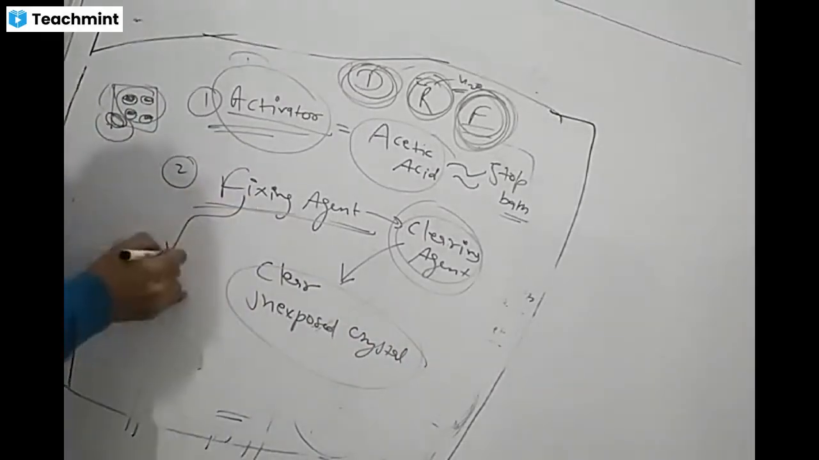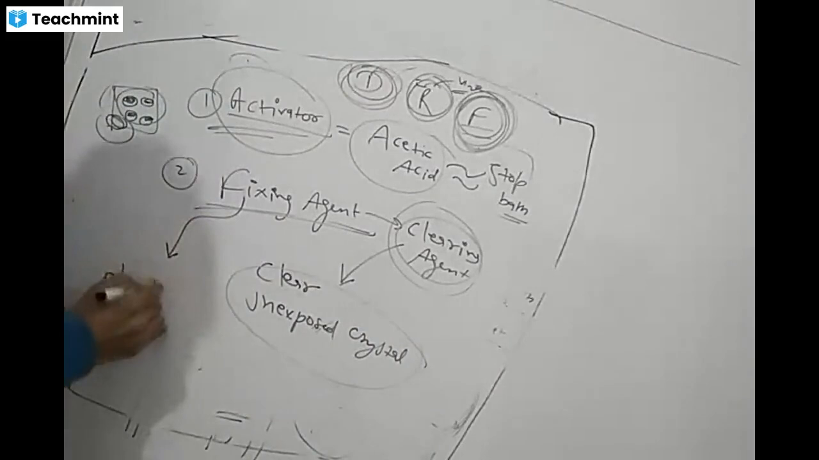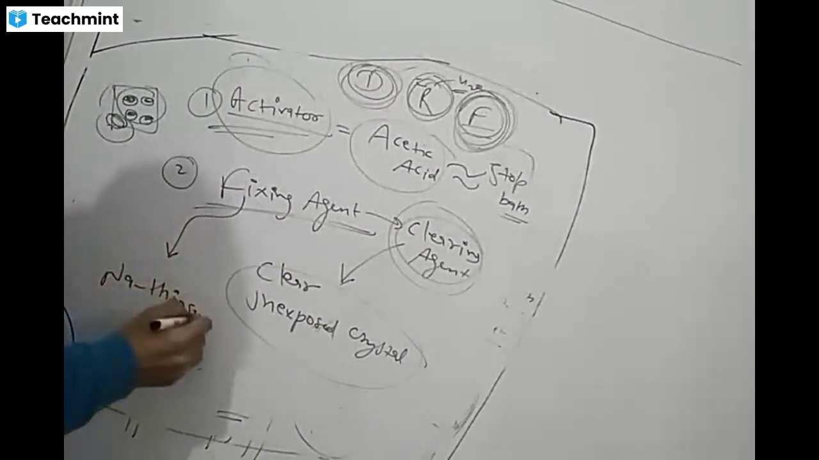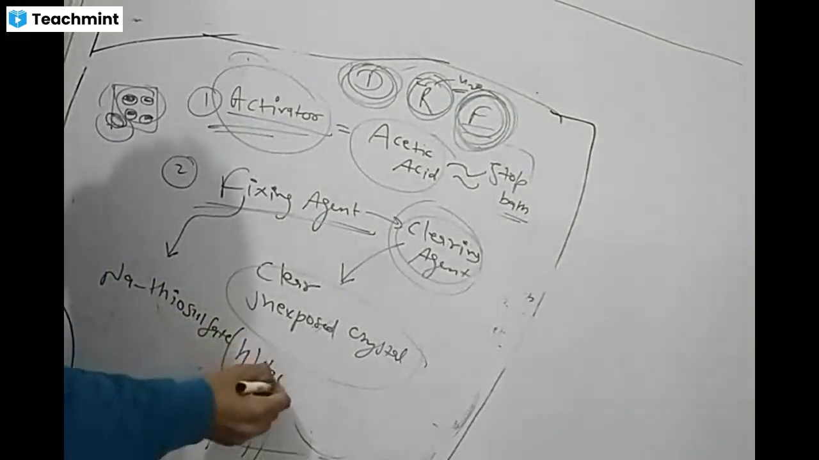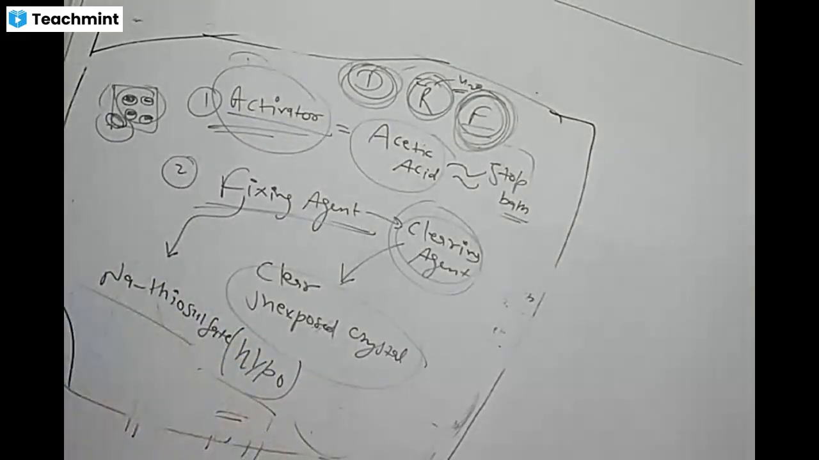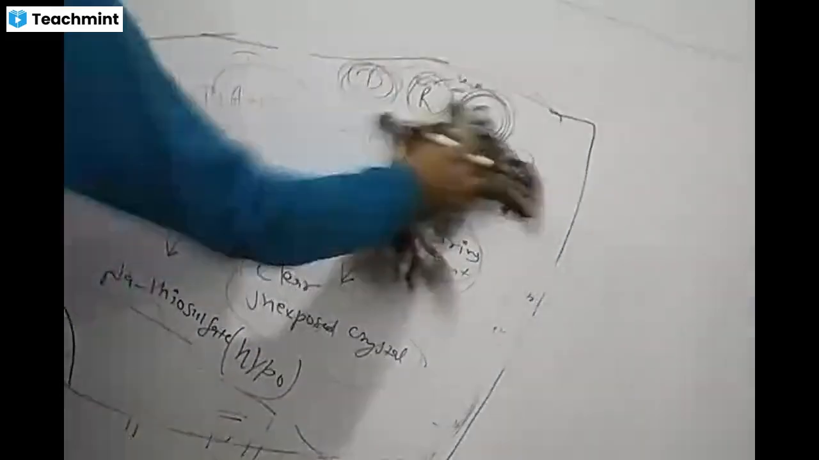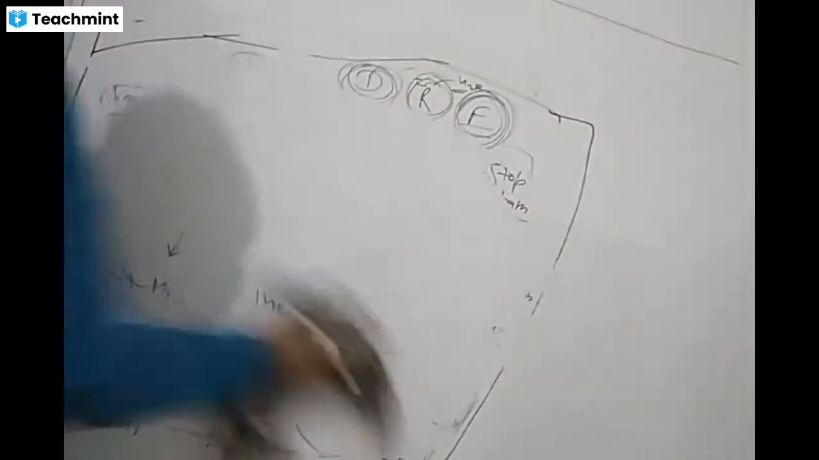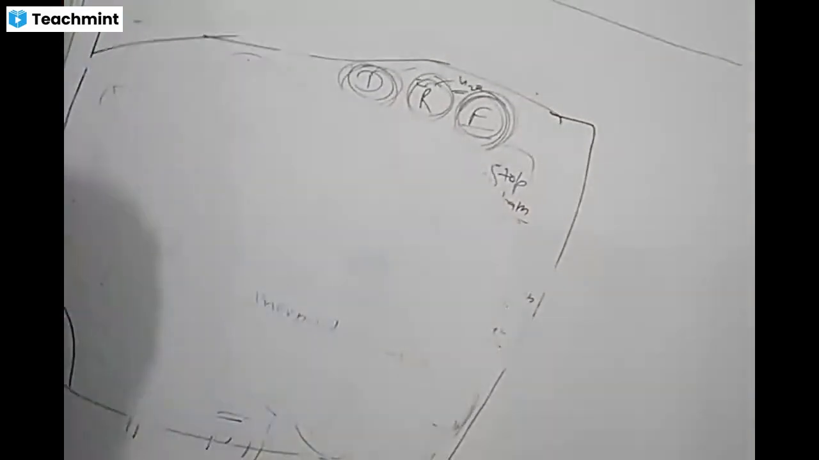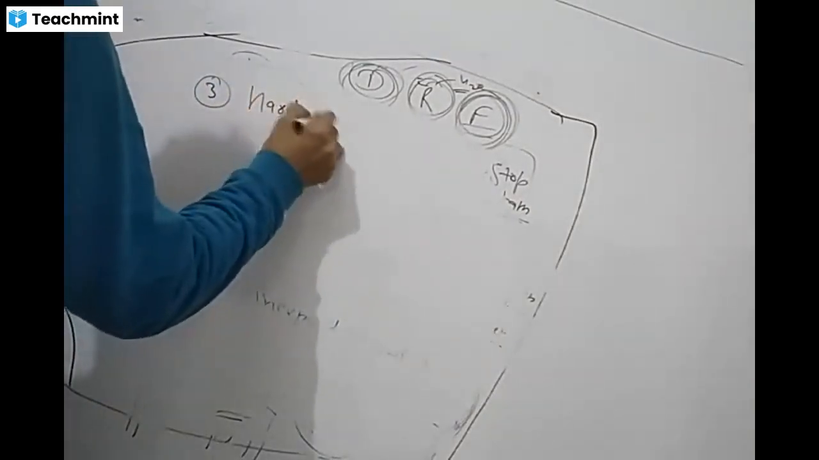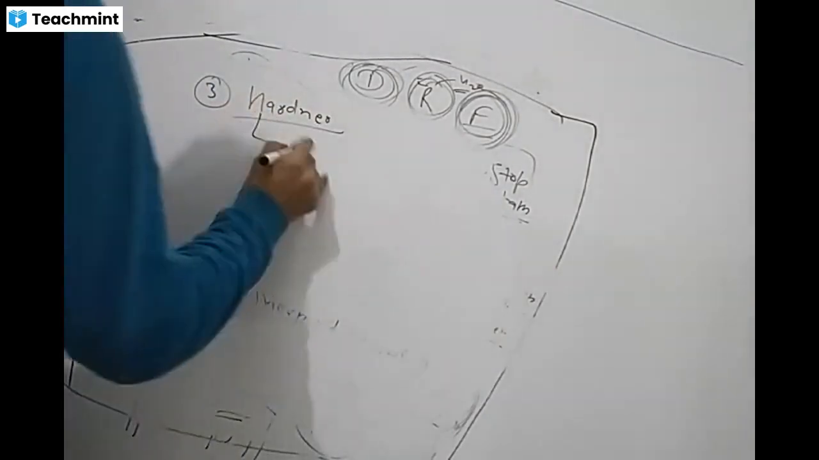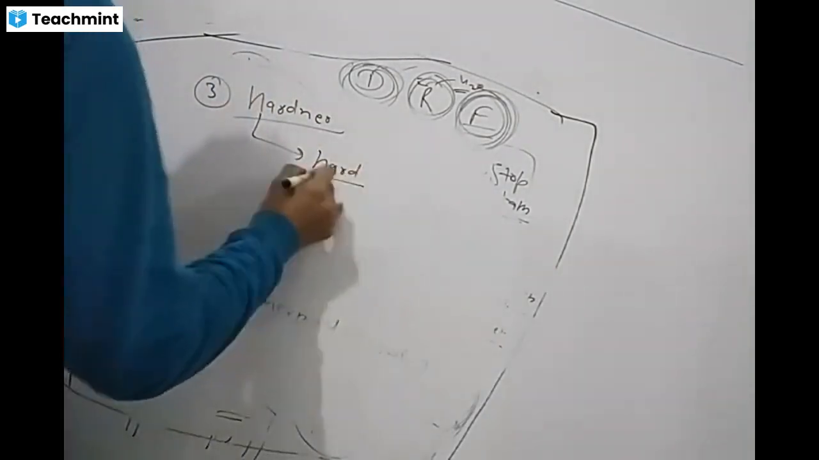Then the example of this fixing agent is sodium thiosulfate. This is commonly called hypo. Sodium thiosulfate is also called hypo. After the fixing agent, the third component of the fixer solution is the hardener. As the name indicates, it will make the film hard.